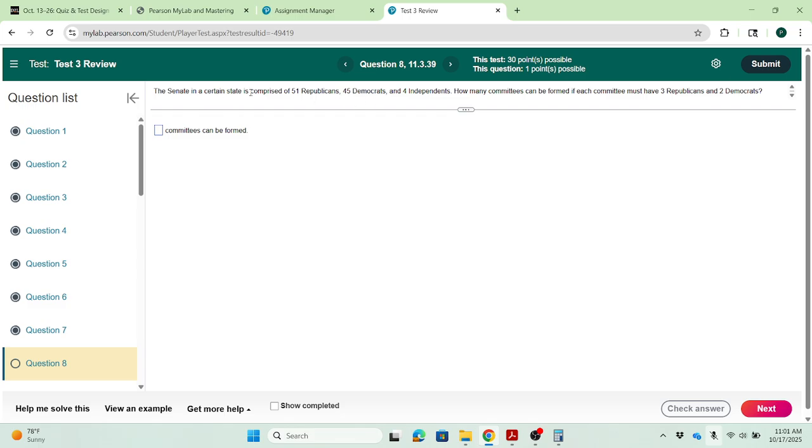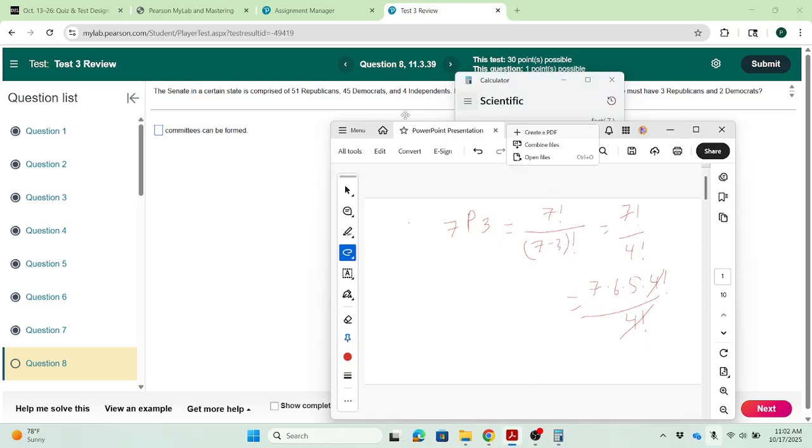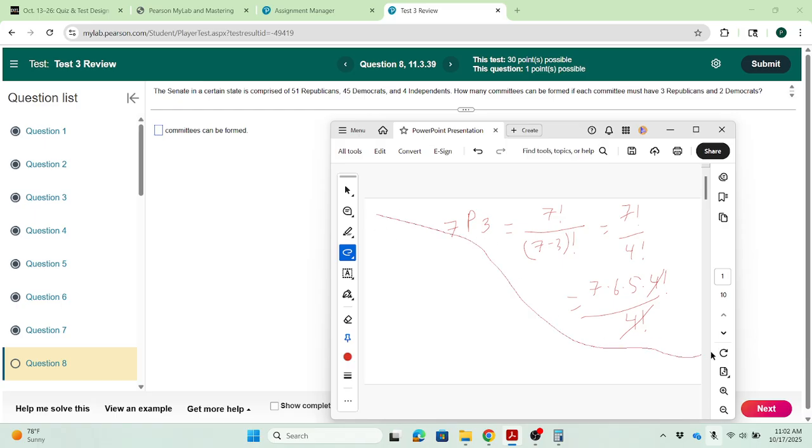How many committees can be formed, if each committee must have 3 Republicans and 2 Democrats? So you need to find out how many different ways you can select 3 Republicans out of 51.